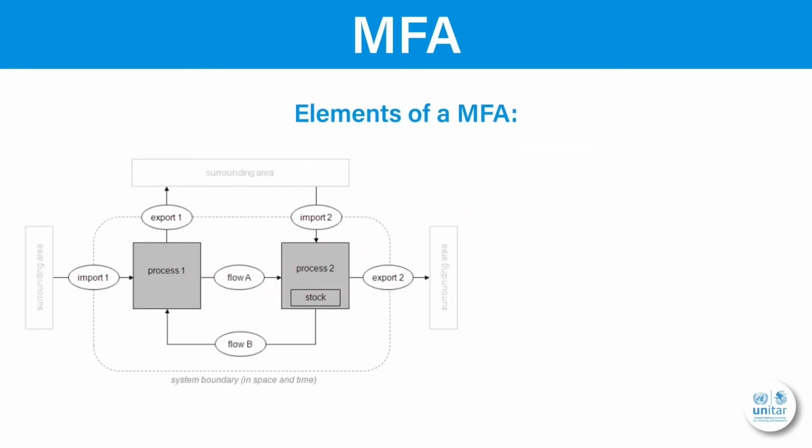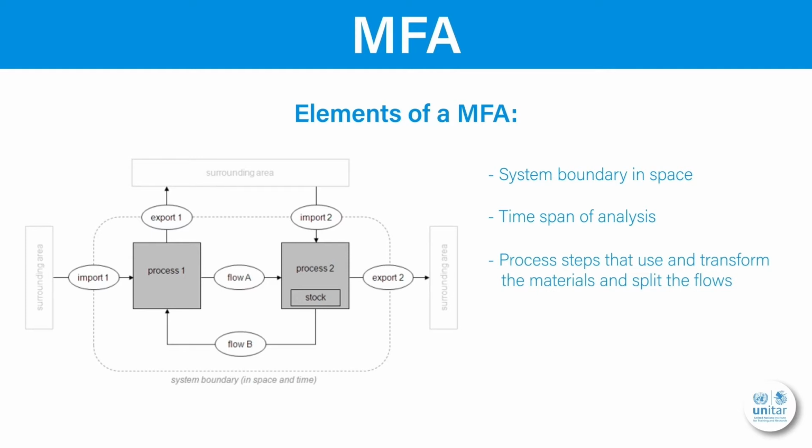Elements of an MFA are a definition of the system boundary, which delineates the space of the analysis. The time unit of the analysis needs to be defined, for instance flows per year. Then process steps are described. These receive flows, use and transform the materials, and may split the flows into subsequent different flow pathways. Furthermore, there may be stocks and sinks where flows accumulate. And finally, the flows themselves, representing a certain unit of materials or substances.